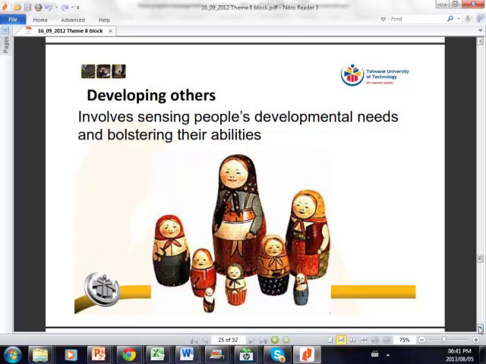It's about sensing people's developmental needs and bolstering their abilities. Now, as project managers, we don't always have the budget or the authority to send somebody on training, but we normally have the influence. So we can put a word into the ear of the functional manager and say, hey, this person needs this. And then unfortunately it's up to that person to take the opportunity.